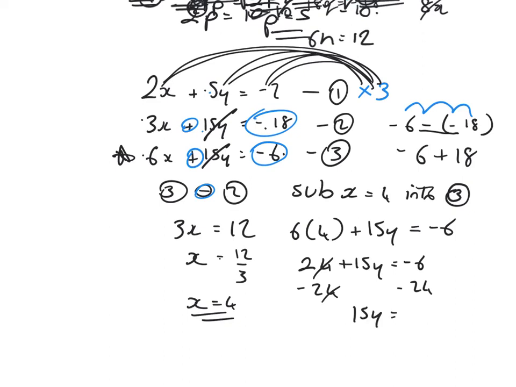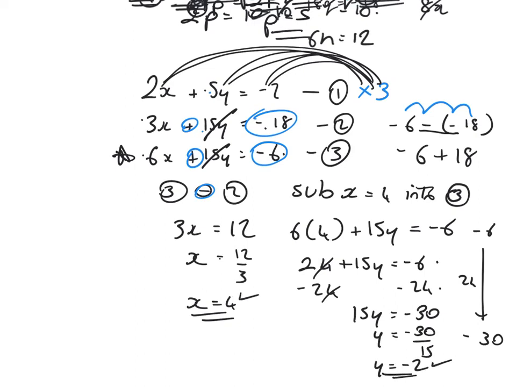And that will give me 15y equals minus 6 minus 24. Be very careful. Minus 6, you're moving down. 24 brings you down to minus 30. I'm then going to bring the 15 down and divide. And that will be minus 30 over 15, which is minus 2. Final answer y equals minus 2, x equals 4.